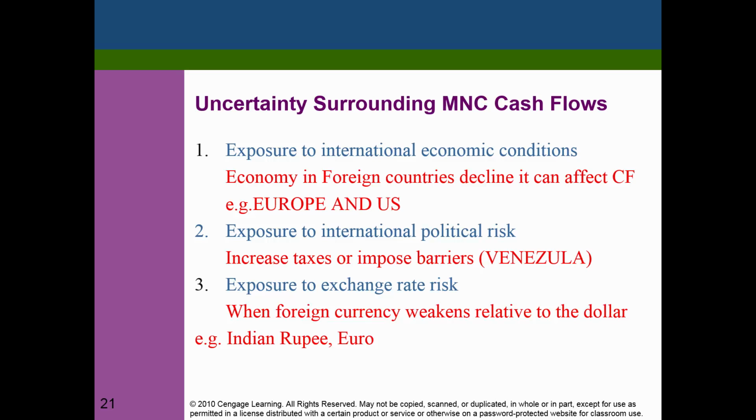The second is exposure to international political risk, and here increased taxes or imposed barriers. So again, what we find is that sometimes either due to political reasons or otherwise, foreign governments can put restrictions on importing from other countries. So Venezuela did that in recent times, and Russia has also been doing that in recent times. So that is a source of risk for the US firm that is exporting the products to the foreign country.